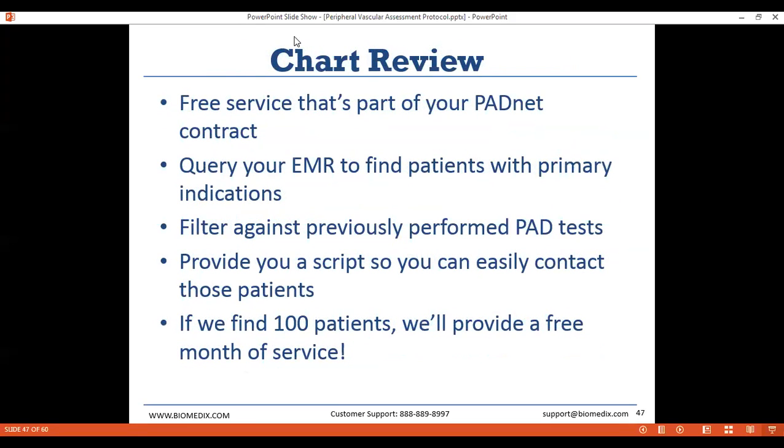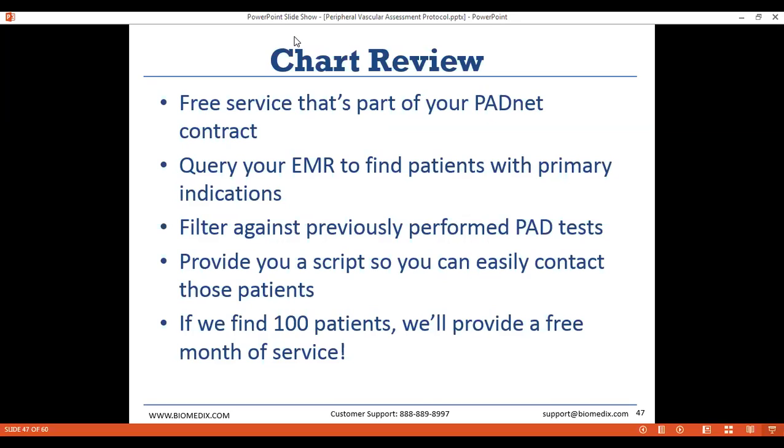Another service that I wanted to highlight is our chart review service. This is probably the single easiest way to identify PADnet patients. So whenever I have a conversation with an office manager or someone and they say, we want to use this device more often, this is what I recommend. At your invitation, we can remote in to your electronic medical records, and we'll look at the ICD-10 codes in your patient's history.